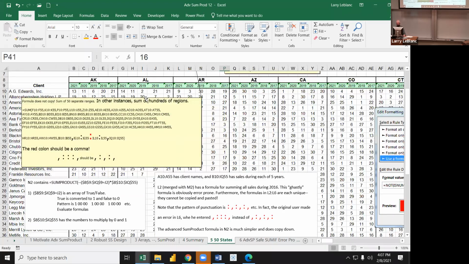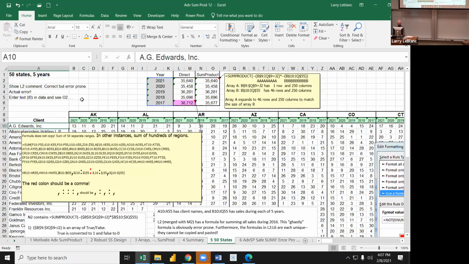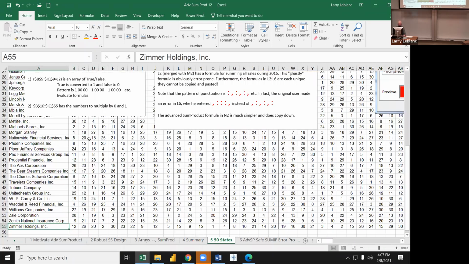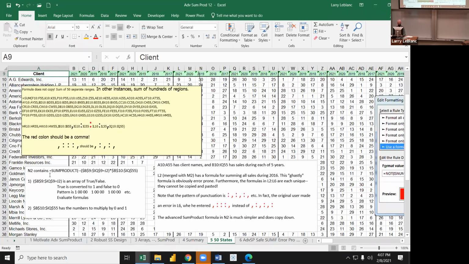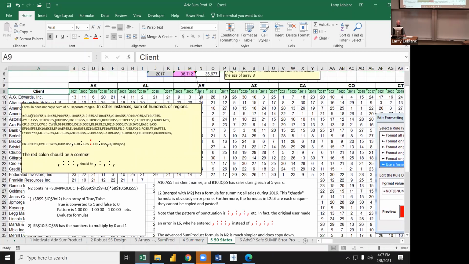50 states. I'm fond of this example. I took it from a project I worked on at the law school. In this example, I took just a few of the companies, about 50. There were actually 8,000 companies that a law school professor was making a study on.